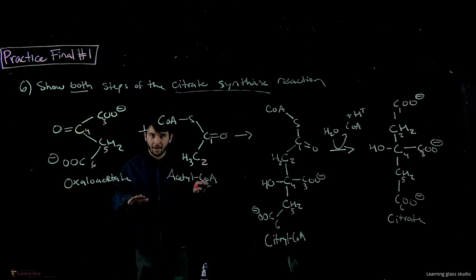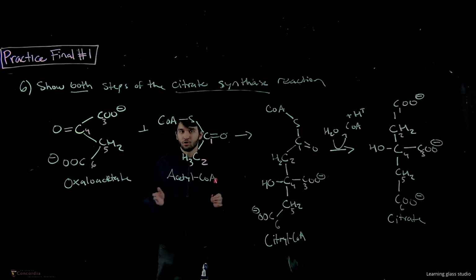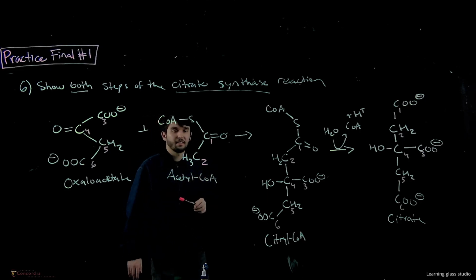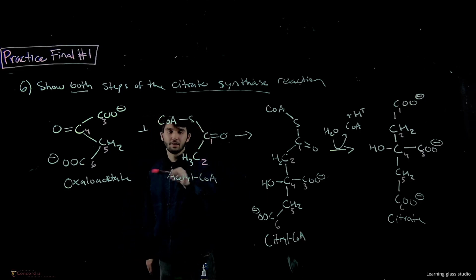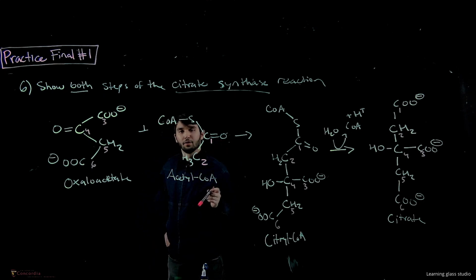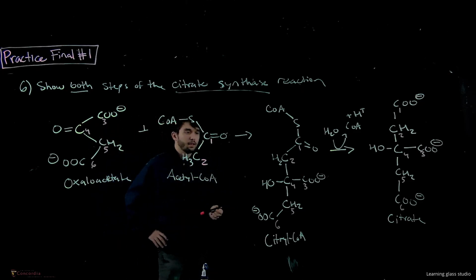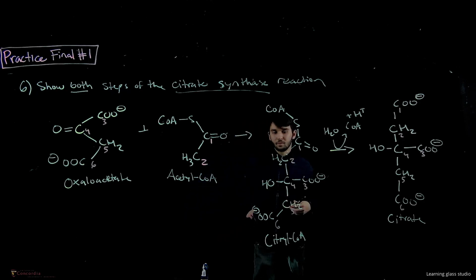I covered all the mechanisms in that video, but essentially here we're just looking at the reactions, no mechanisms. Remember, we have oxaloacetate and acetyl coenzyme A. Notice how I numbered the carbons here: on acetyl coenzyme A, 1 and 2, then oxaloacetate 3, 4, 5, 6. That is because it is this carbon here that will be added to this carbonyl here, okay?